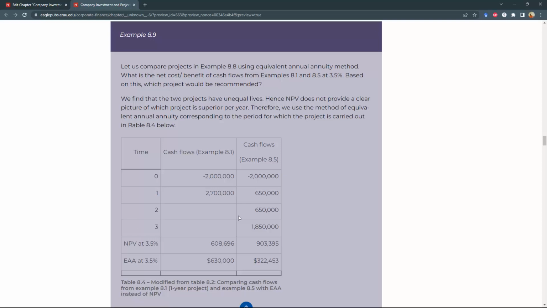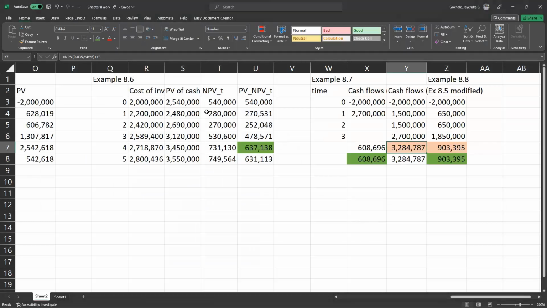So we can see that this project has only 1 year and this project has 3 years. So it does not really provide a clear picture. Therefore, we use the method of equivalent annual annuity corresponding to the period to which the project is carried out in table 8.4 below. Now, the important part is, again, let's do a recap.